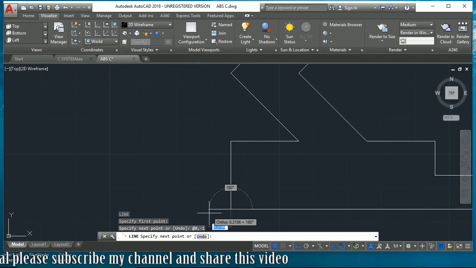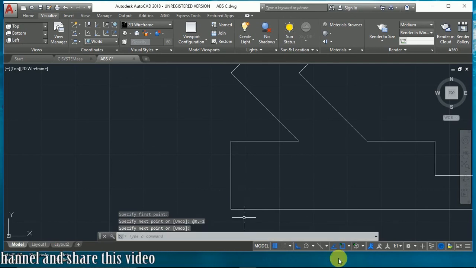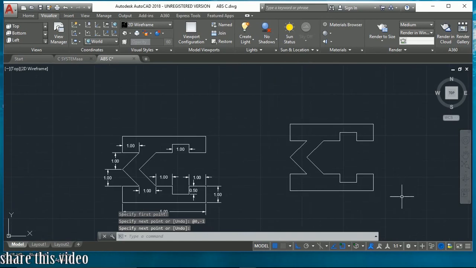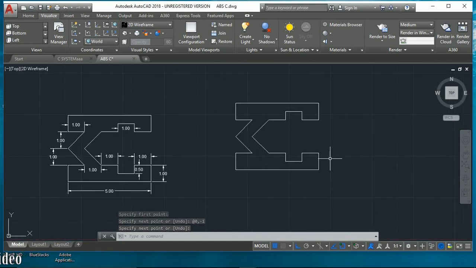Now use a blank enter to complete the drawing. So our drawing is ready.